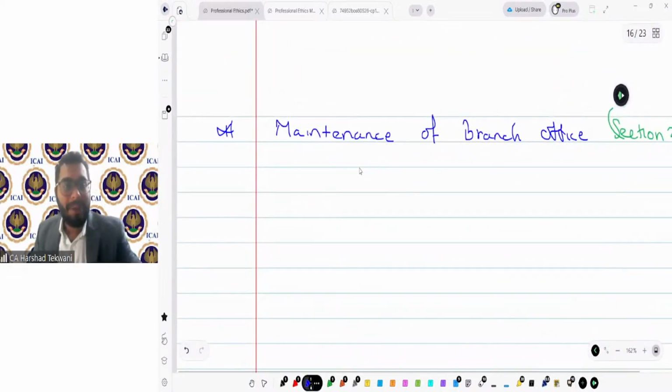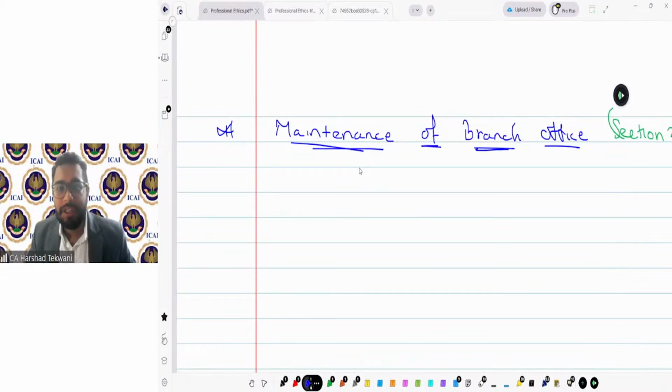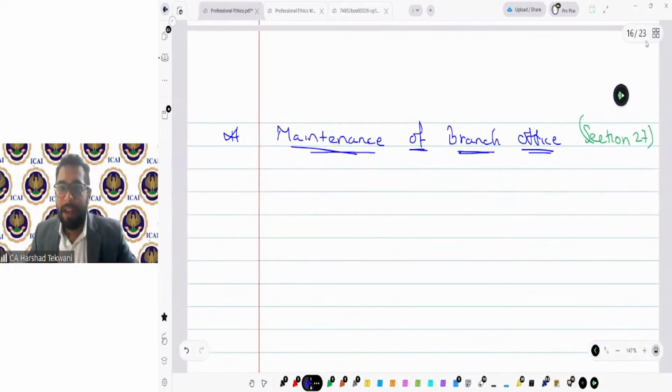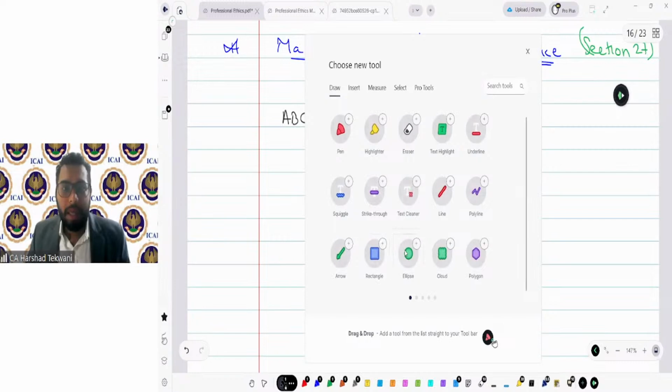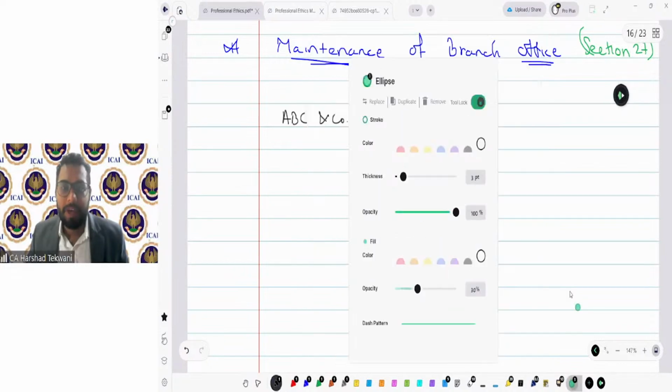Now, what this section's requirement says and what it enumerates, let's understand with an example. Because it is better understood with an example rather than the plain bare section. Okay. For example, I have a firm, let's say ABC and Company. Now, this particular firm is situated in one particular city. Let's say, for example, Mumbai. This firm is situated in Mumbai.